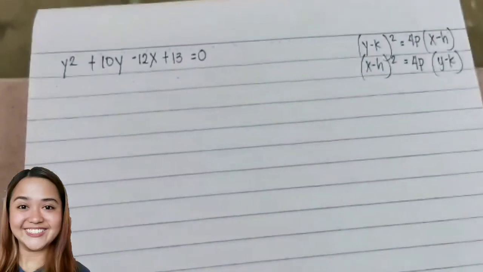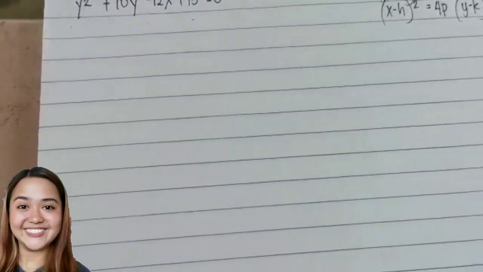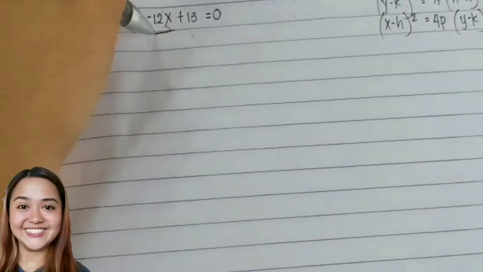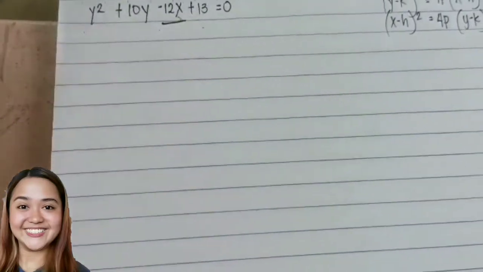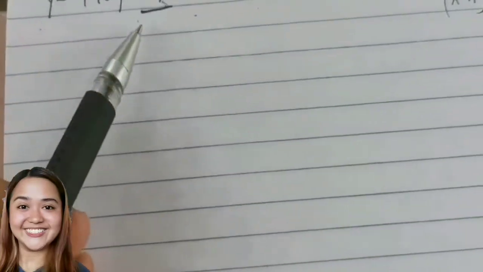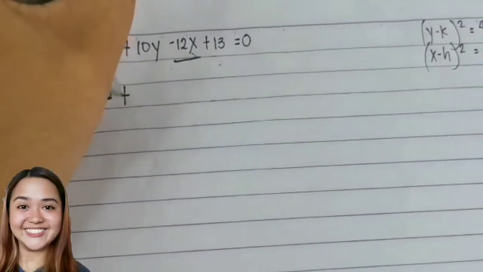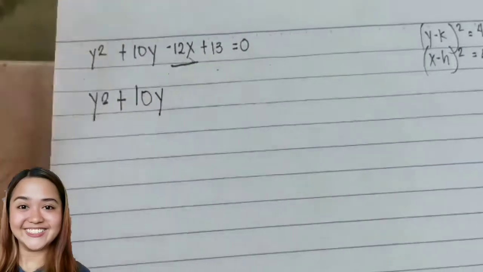So by mere inspection, we can say that our parabola opens to the right or to the left because y is the one with the exponent. So the first thing to do is move negative 12x plus 13 to the side of the zeros, so we have y squared plus 10y equals 12x minus 13.